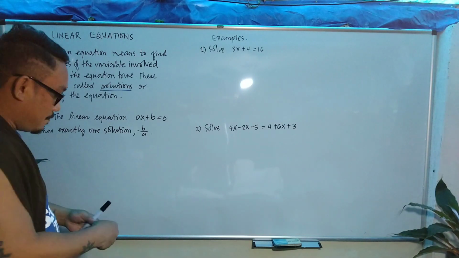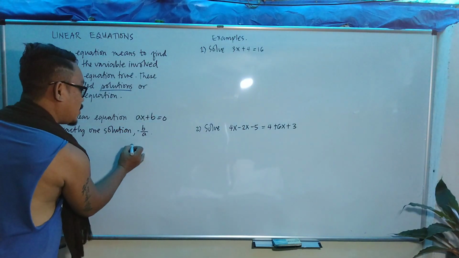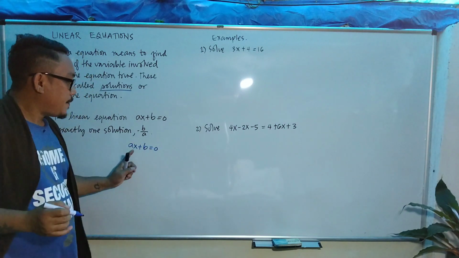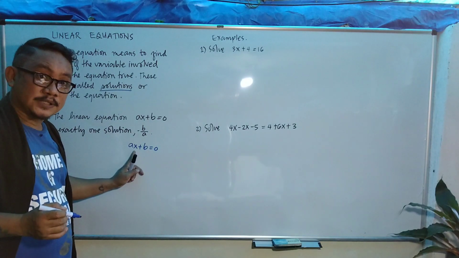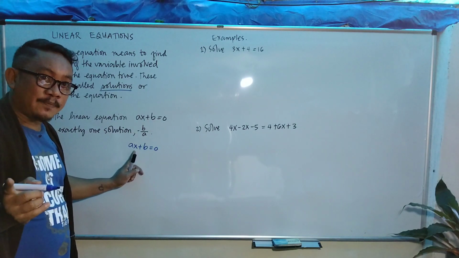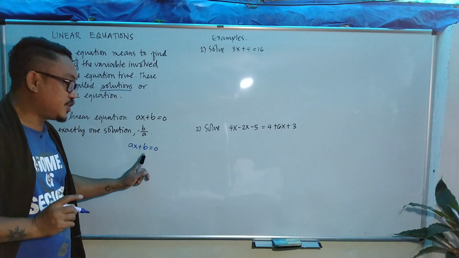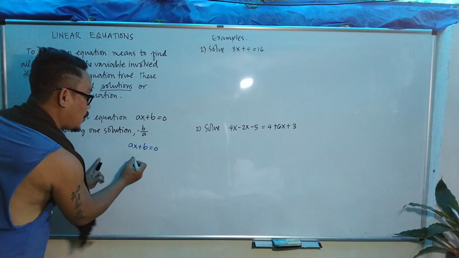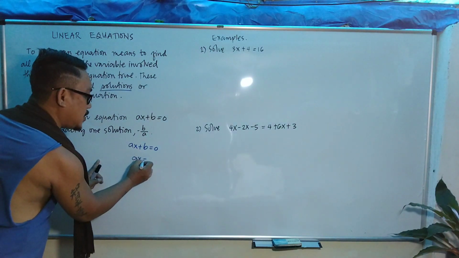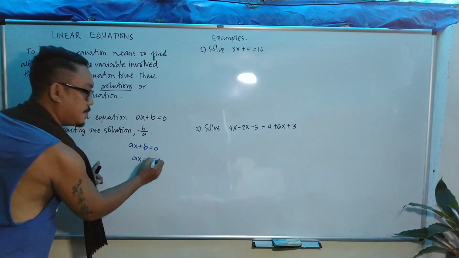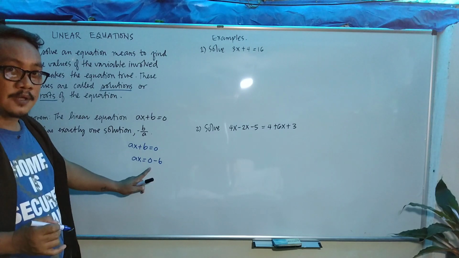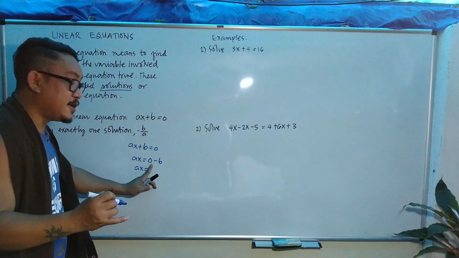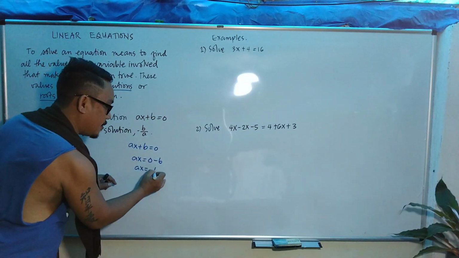Why? Because from this equation here, you have ax plus b is equal to 0. We need to solve for x. So the first step we're going to do here is we will transpose positive b to the right side of the equation. So you have here ax is equal to 0 minus b. So what's next? Simplify. You have ax is equal to 0 minus b, which is negative b.